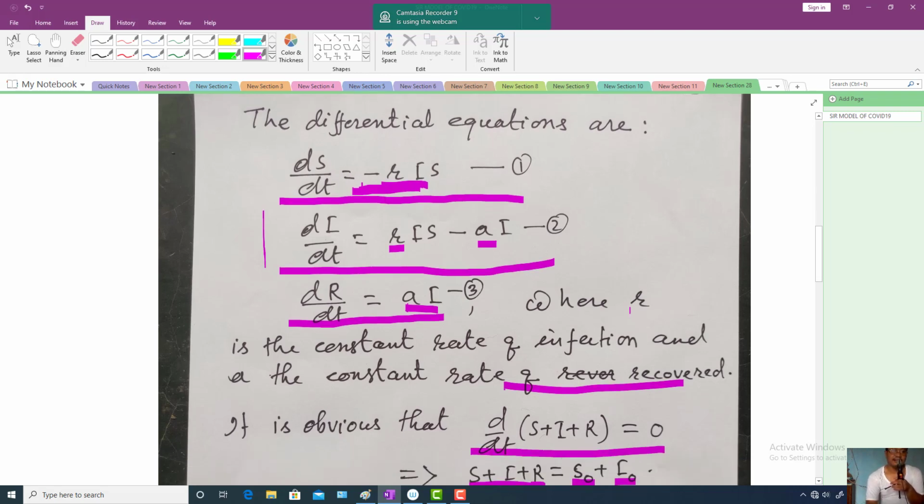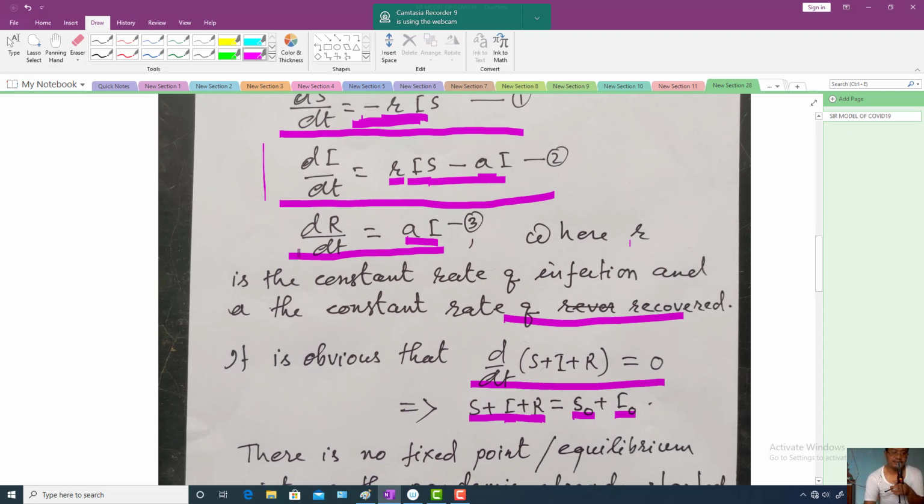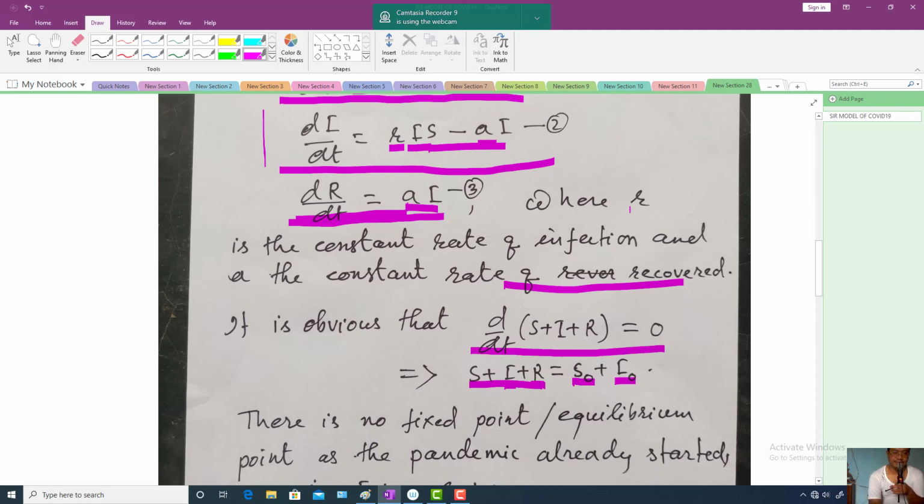So this derivative is negative, meaning S is decreasing as time goes on. Okay, and then the rate of change of infected people is also proportional to the contact, that is this much, and also you have to subtract the number of recovered or dead ones. So this is equation number 2 governing the rate of change of infected people. And lastly, the rate of change of recovered or dead ones is proportional to the number of infected people, and A is the proportionality constant. Here R is the constant rate of infection and A the constant rate of recovery.